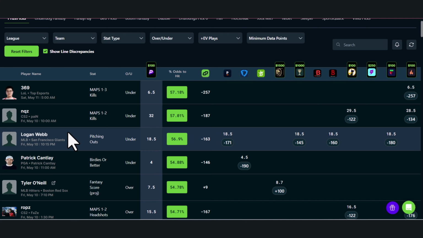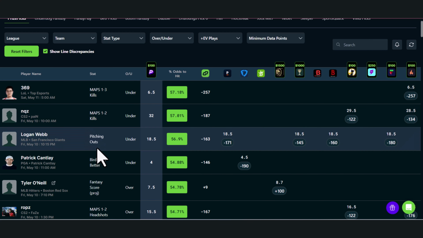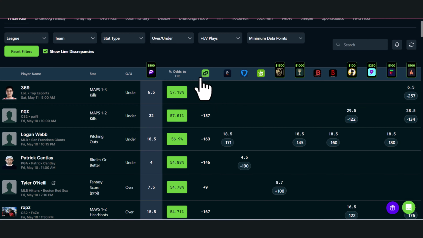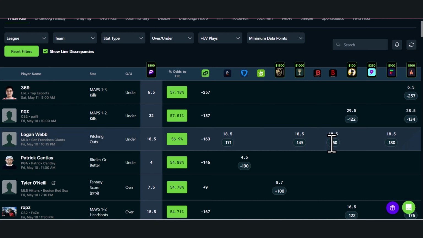This is an optimizer, and basically what this is doing, it scans all of the plays on PrizePicks, and then it compares those plays according to what the sportsbooks have. And if you know anything about sports betting, you know that these money lines here are predicting if a certain play will happen or not.